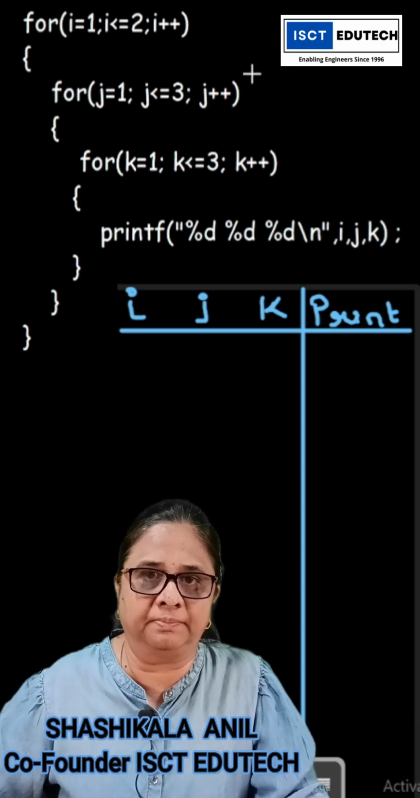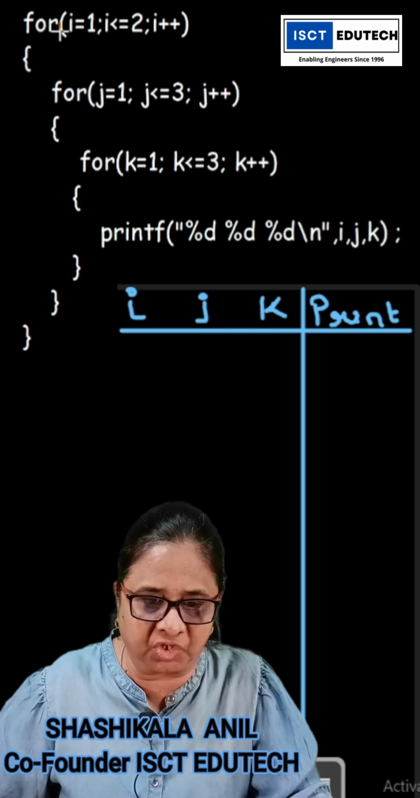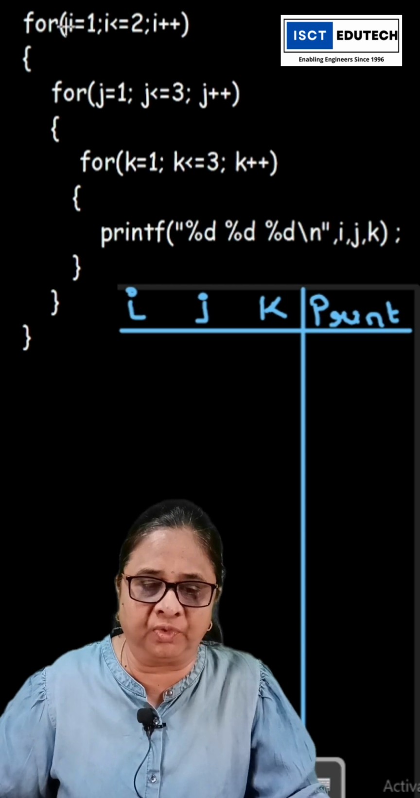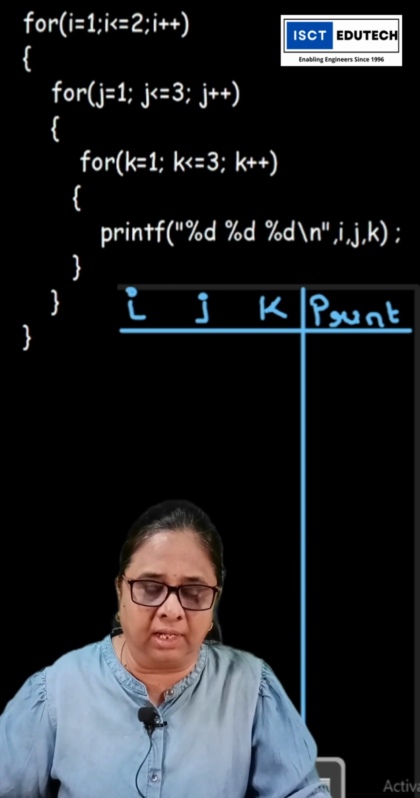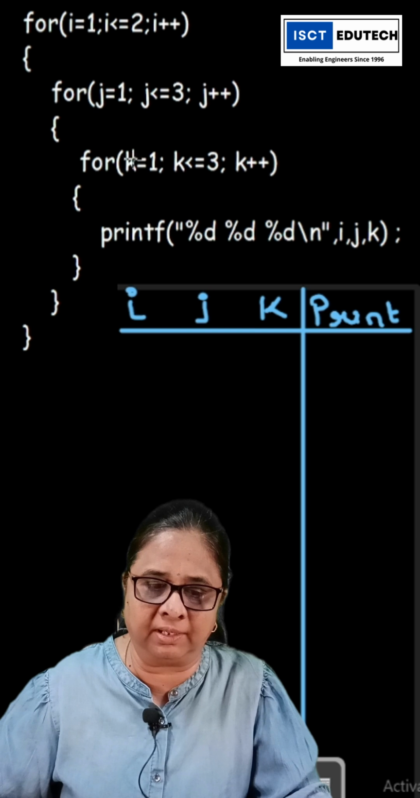Let's take another example with 3 loops. So I have I, J, K, where K is within J, and J is within I. Or you can analyze it like this: I is the outer loop, J is the inner loop, and J is the outer loop for K, and K becomes the inner loop.